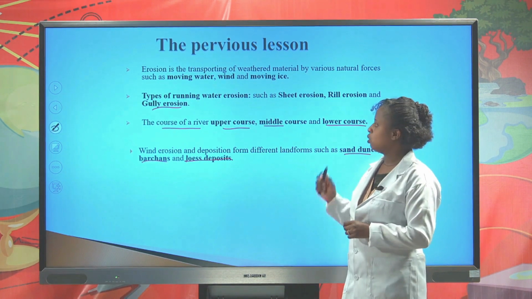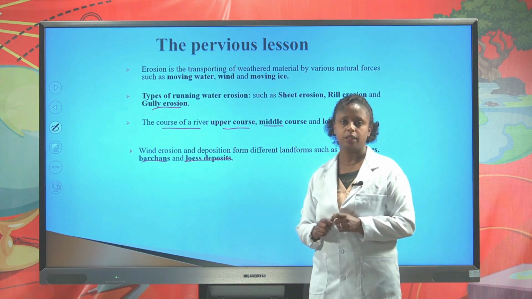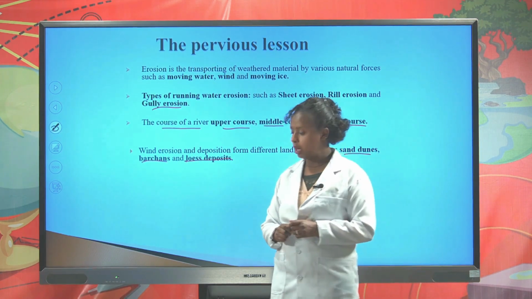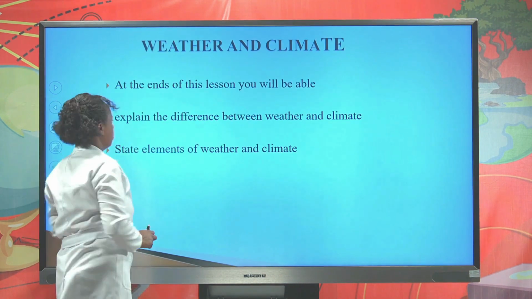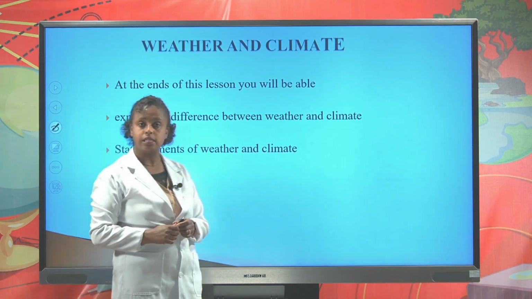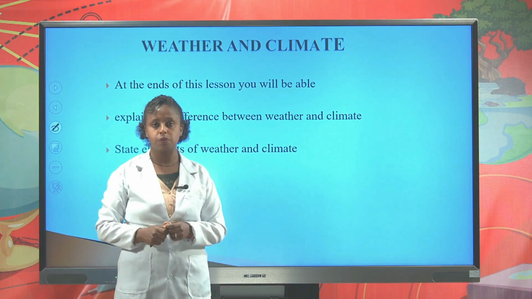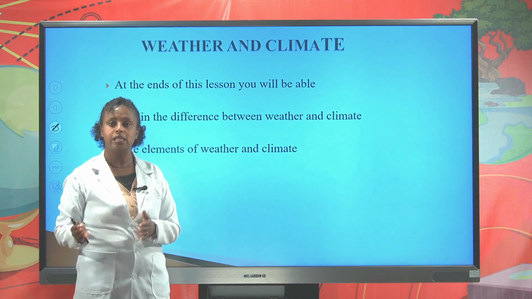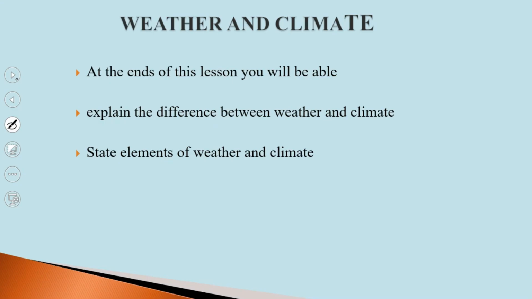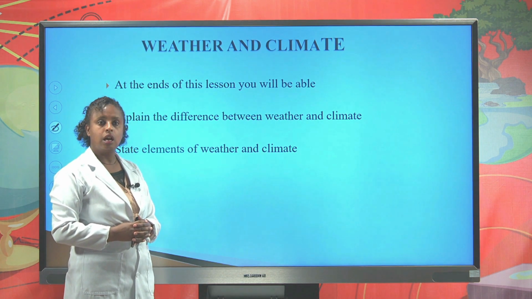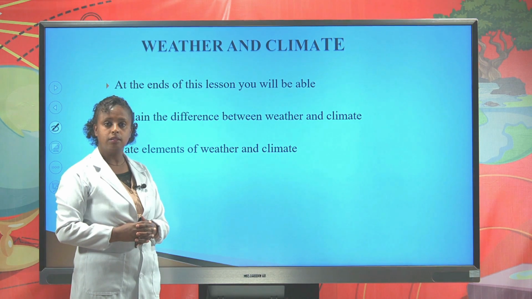Students, this is all about what we have learned in the previous lesson. Today we are going to discuss weather and climate. At the end of this lesson, you will be able to explain the difference between weather and climate, and you will also be able to state the main elements of weather and climate. Students, are you ready to start the lesson?